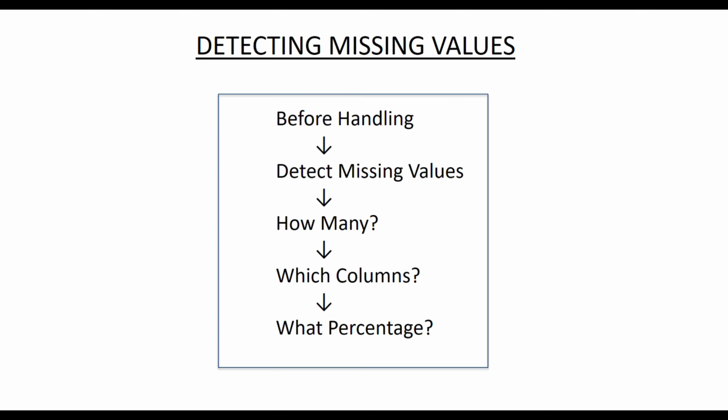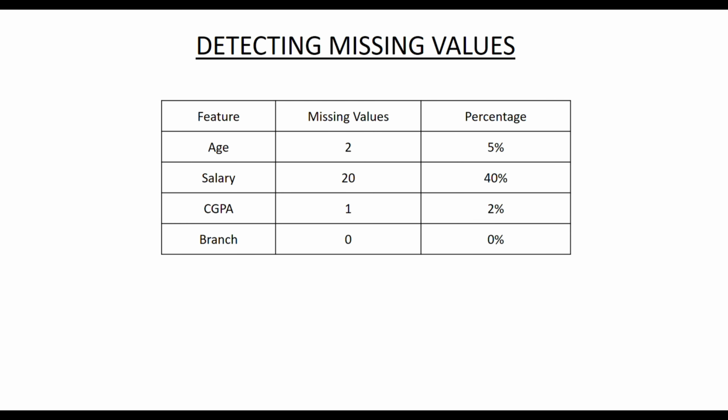Before we handle missing values, the first thing we need to do is detect them. We should ask three basic questions. First, which columns contain missing values? Second, how many values are missing? And the third question is, what percentage of the data is missing? For example, imagine that our dataset contains four features: age, salary, CGPA and branch. Age has two missing values, salary has 20, CGPA has 1 and branch has none.